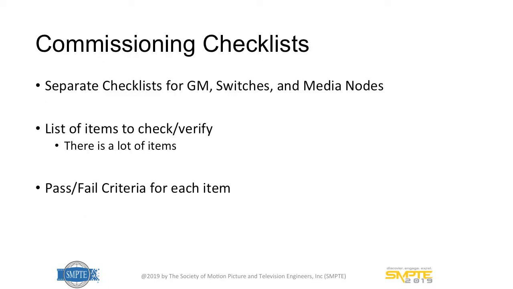Looking at these checklists, we're going to have different checklists for our grandmasters, our switches, and our media nodes, because they each have different parameters and they each behave differently. There's going to be a lot of items to check, so in my slides I'll show you just a few examples, but these lists are quite long. And for every item, you want to have a pass-fail criteria. You want to understand what value you expect, what's an acceptable value, and what is an unacceptable value. So for every item, you need this pass-fail criteria.